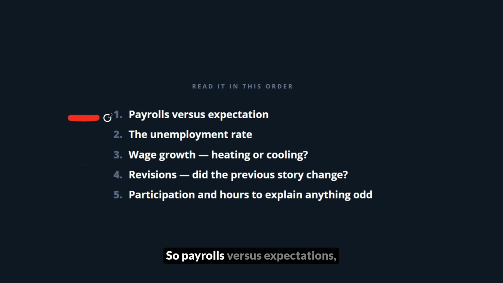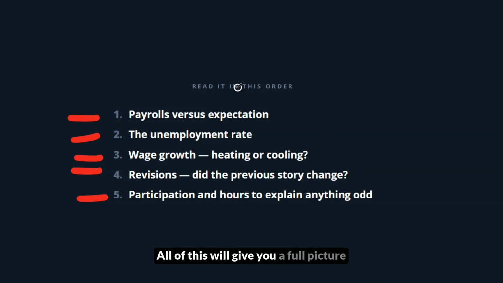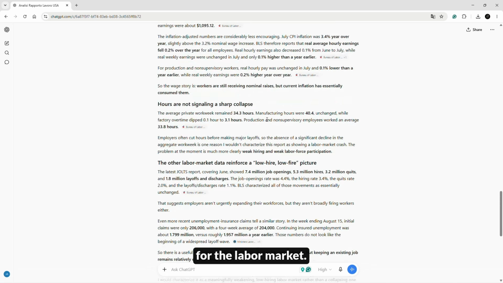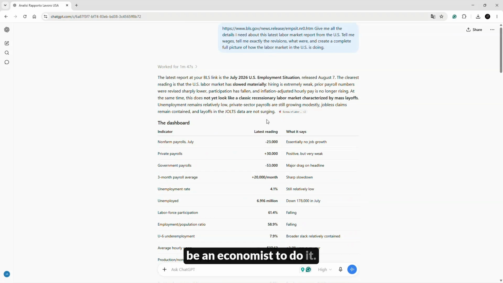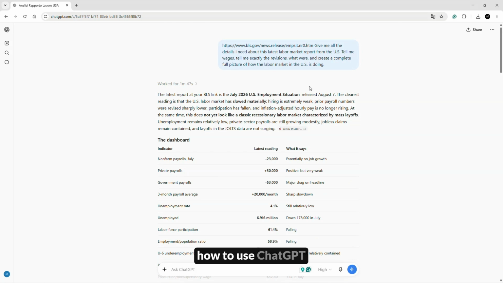Okay? So, payrolls versus expectations, the unemployment rate, wages, revisions to the prior NFPs, participation, to explain why the unemployment rate is moving. All of this will give you a full picture of the labor market. And you don't need to be an economist to do it. You just need to understand how to use ChatGPT.